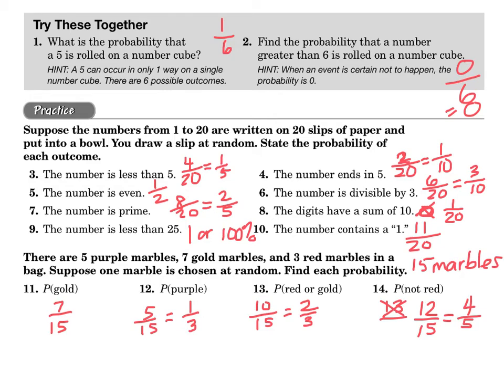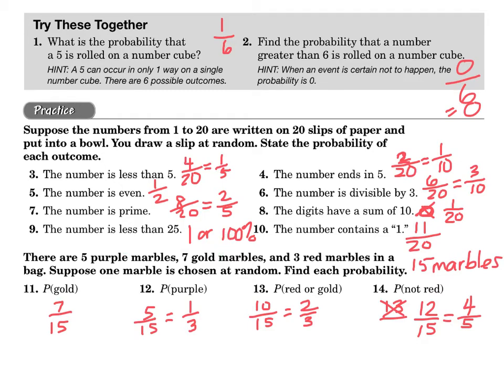I caught that mistake my first time through checking. The number is less than 25. So this one is either a 1, if you want to express it as a fraction, we wouldn't put 1 over 1 or 20 over 20, we would just write 1, or 100%. So that's a definite one, that's certain.